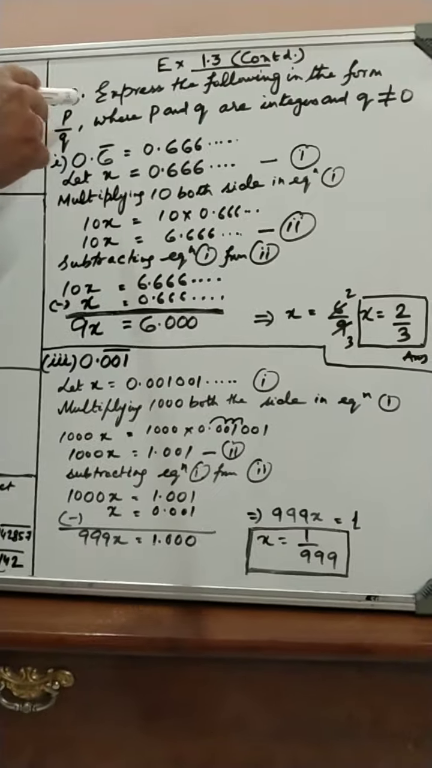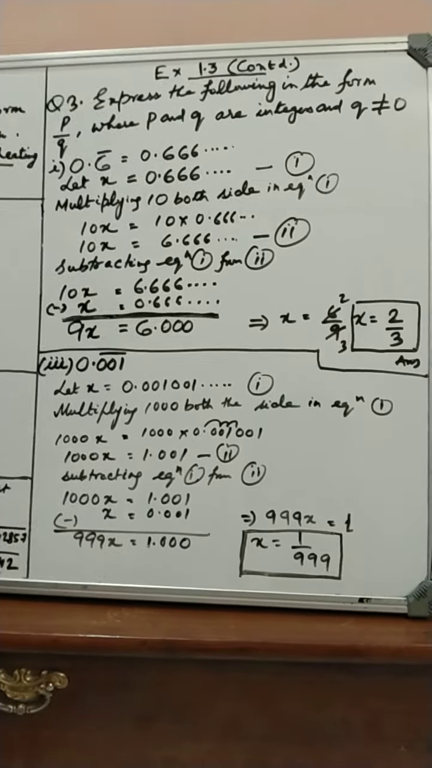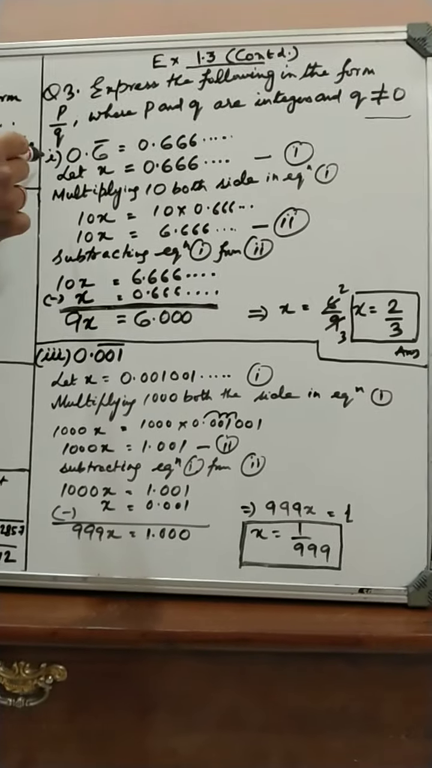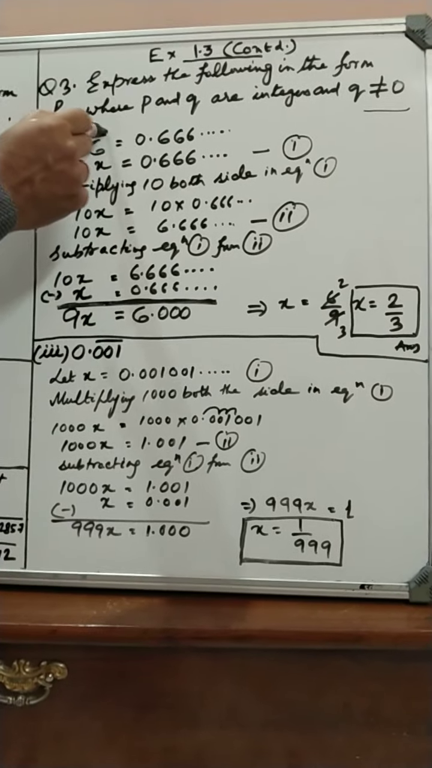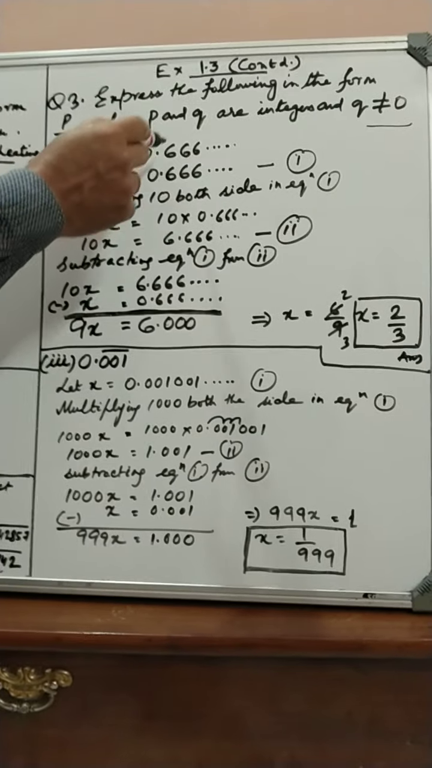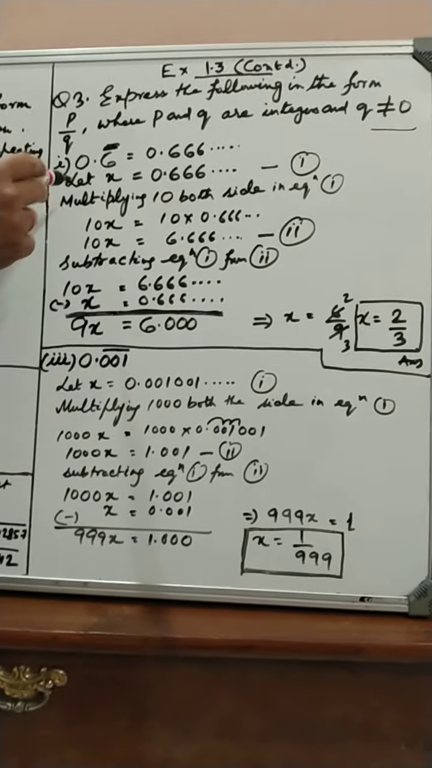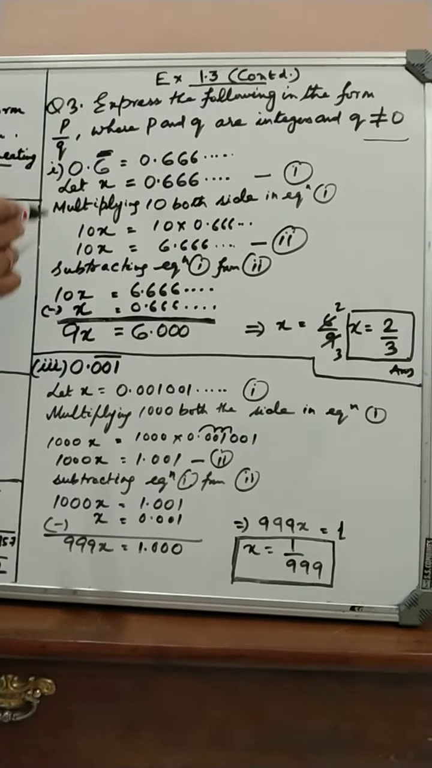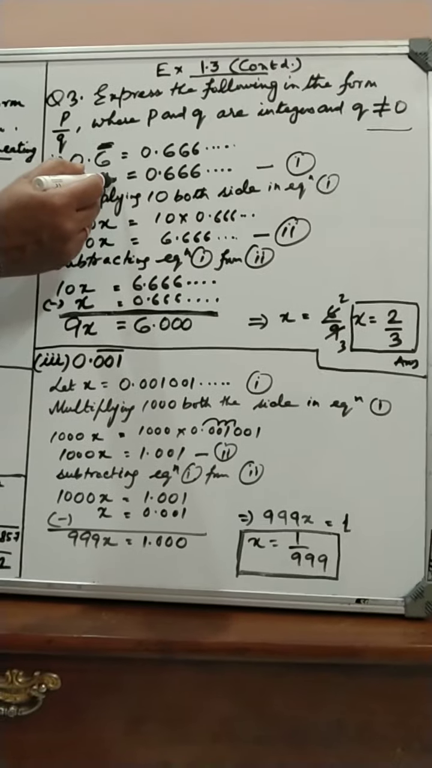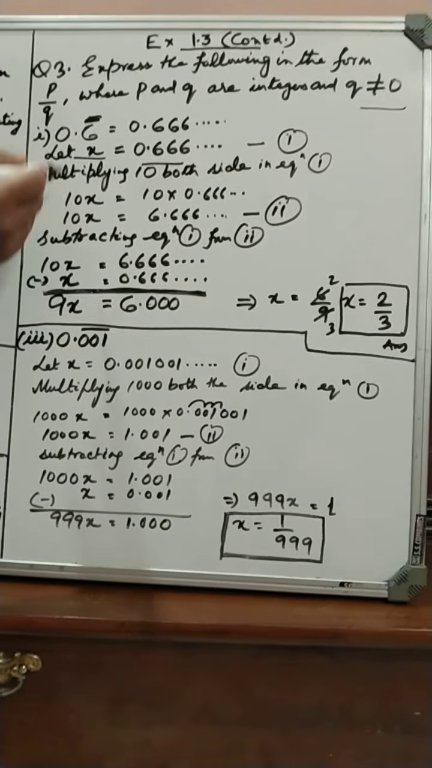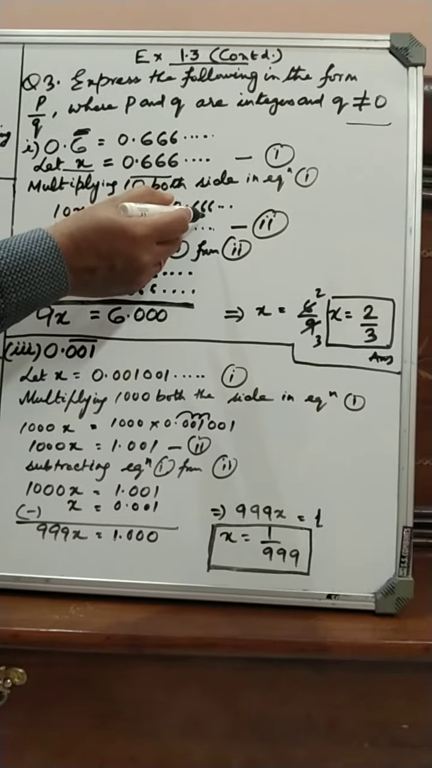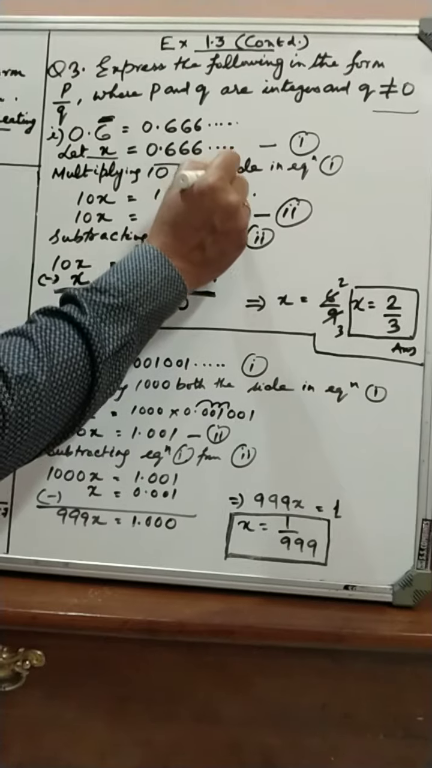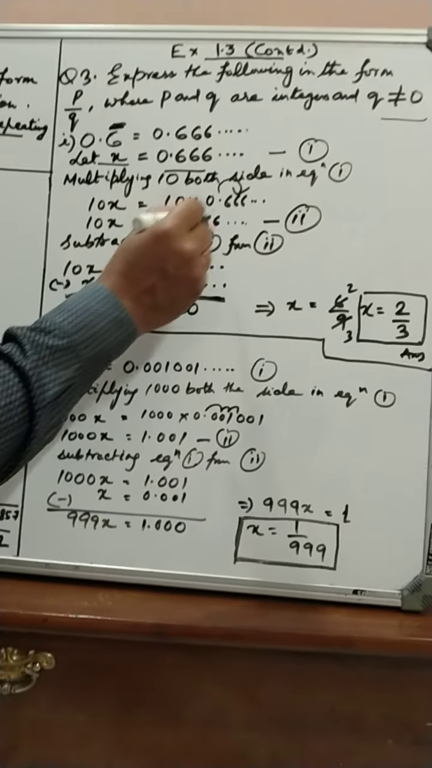Now question number 3. Express the following in the form p by q, where p and q are integers and q is not equal to 0. Now part 1 is 0.6 bar. The meaning of bar is that 6 is repeating, so 0.666 and so on. So let x equal to 0.666. Now multiplying 10 on both sides, 10x equals 10 into this much. When 10 is multiplied, the decimal point will go to this side, so it will be 6.666.